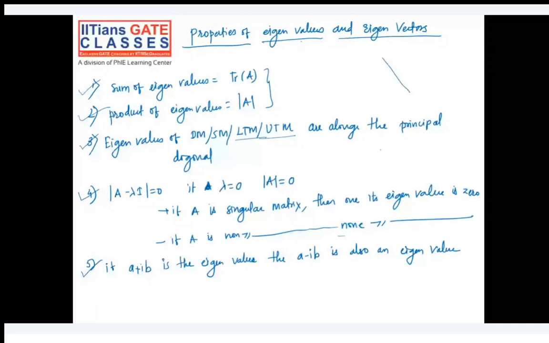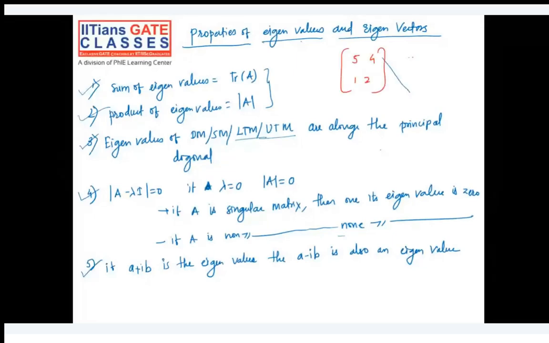Just now we have seen an example, 5 4 1 2, right? What are the eigenvalues which we got? 1 and 6, correct? What is the trace of the matrix? Can you tell me what is the trace of this matrix here? 7. Trace means the sum of the elements of the principal diagonal, 5 plus 2, and the sum of the eigenvalues is also 7. So it's proved: the sum of the eigenvalues is equal to the trace of the matrix.